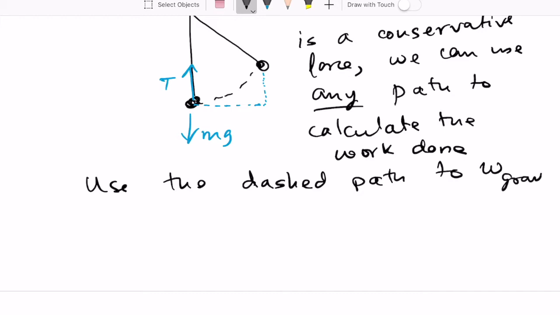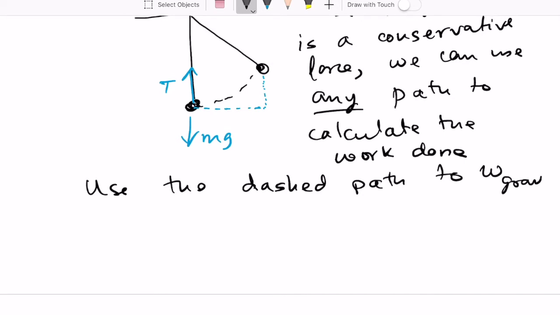So how do we do that? Let's call this A, B, and C. So as the object moves from A to B, what is the work done by gravity? The answer is 0. Why? Because from A to B, the displacement would be in the horizontal direction, which is perpendicular to the direction of gravity. So the work done by gravity would be 0.